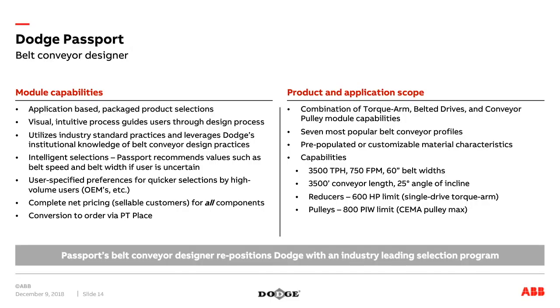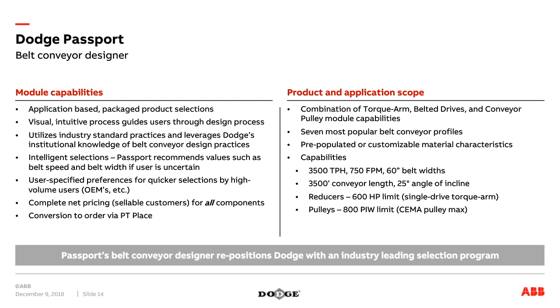So just to review quickly, when you look at the overall capabilities, it's application-based with packaged product selection. So again, it's not going through just selecting individual products. It is designing a belt conveyor application and then packaging appropriate products across motors, gearboxes, belt drives, couplings, conveyor pulleys, bearings, and shafts as well.